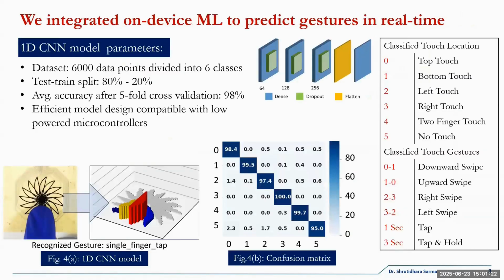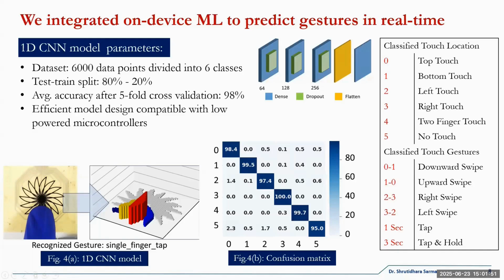Because now when we make a gesture on that patch, we have to also predict what kind of touch it is. Is it a single finger touch? Is it a swipe? Is it a two finger touch? Is it a tap and hold? All of that is done using this on-device ML. We have used on-device ML using the ESP32 I have shown, and we use only a CNN model because that's the most appropriate one for on-device ML at the moment.